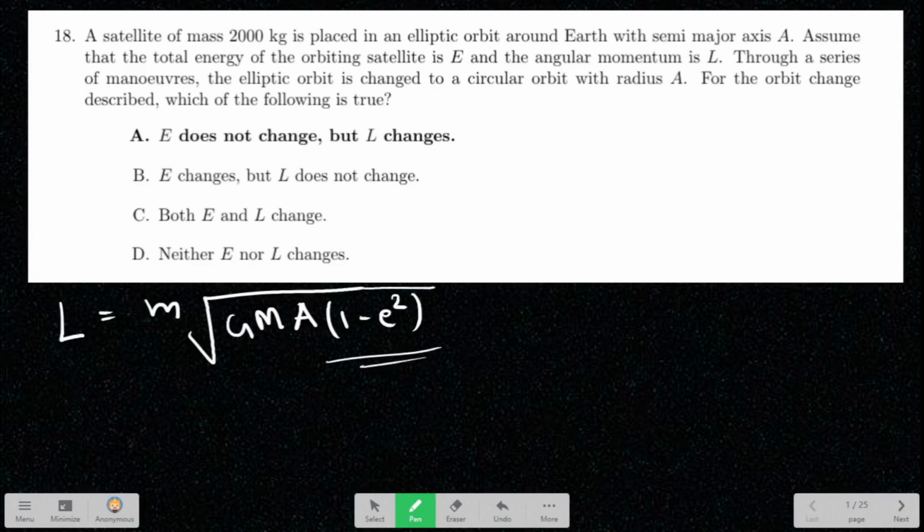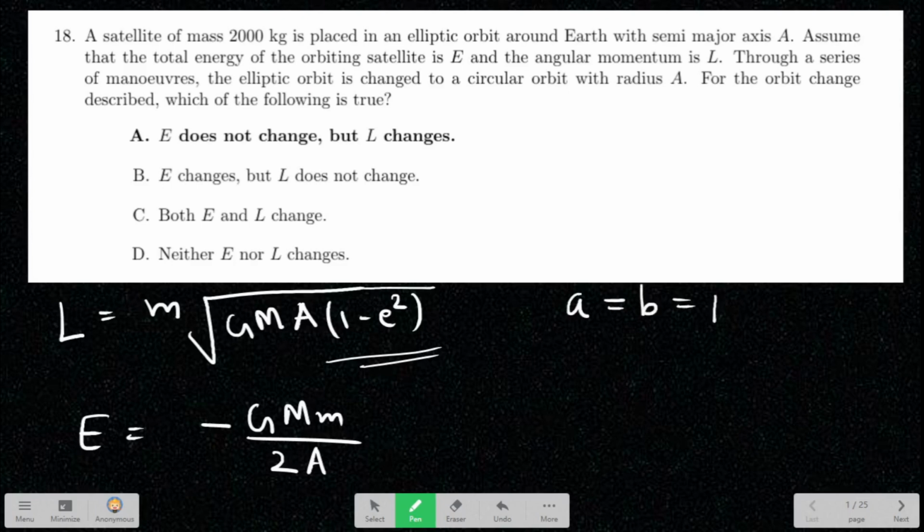So this is the angular momentum for the ellipse, and energy for the ellipse, E is equal to minus GMm divided by 2 into semi-major axis, it is capital A. Now when it is changed to a circular orbit, we know that a circle is a special case of an ellipse. So for a circle, semi-major axis is equal to semi-minor axis is equal to radius, and it is given in this problem to be capital A for the circle.